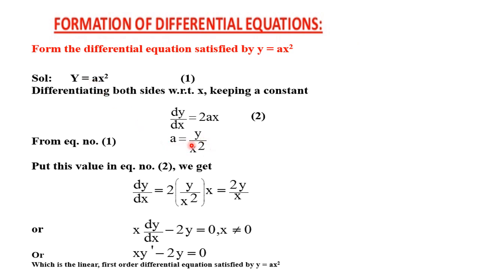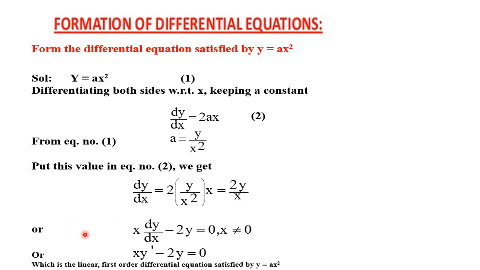Consider this as equation number 2, whereas from equation number 1 we can write a is equal to y upon x square. I have taken x square into the denominator. Put this value in equation number 2. That means we'll substitute the value of a over here. Your dy upon dx turns into 2 into y upon x square multiplied by x. x and x will get cancelled out. Here we are left with 2y upon x only.